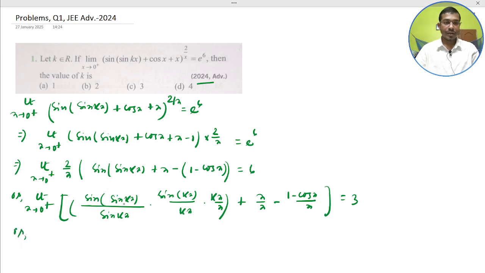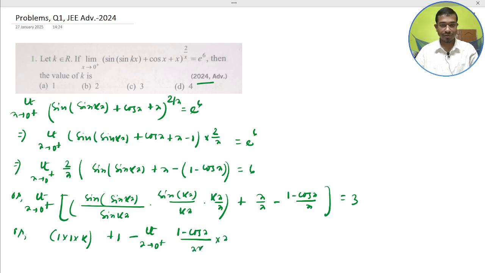Or limit x tends to 0, sin x by x means 1. So 1 into k plus 1, x by x means 1, minus limit x tends to 0 plus of (1 minus cos x) by x square into x. We just do x square into x, means divide by x. Equal to 3. Or k plus 1, this should be what? 0, minus 1 should be 0. So k equal to what? 2. 2 would be our correct answer. Option B is correct.